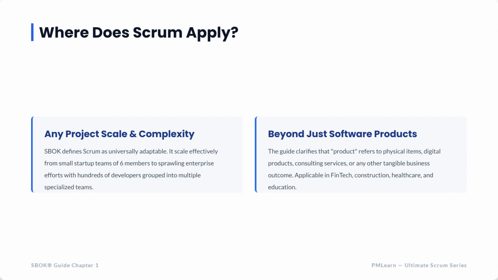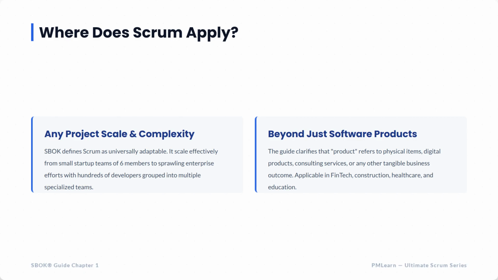Now, a common myth we hear all the time at PM Learn is that Scrum is only for small tech startups building mobile apps. According to the SBOK guide, that is completely false. As you can see on the left tile, Scrum is designed to scale dynamically. It works flawlessly for a small, tight-knit team of 6 members, but it is equally robust when scaled up to complex enterprise-level initiatives involving hundreds of developers spread across dozens of cross-functional teams.